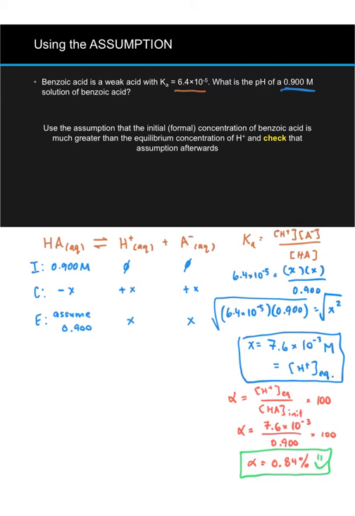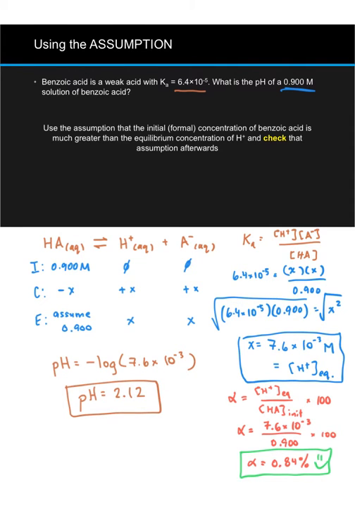So, we can move right along to solving for the pH of our benzoic acid solution. We know the concentration of H plus at equilibrium, and all we have to do to get our pH is plug into our pH equation. The negative log of the concentration of H plus at equilibrium is the pH. So in this case, the pH is 2.12.